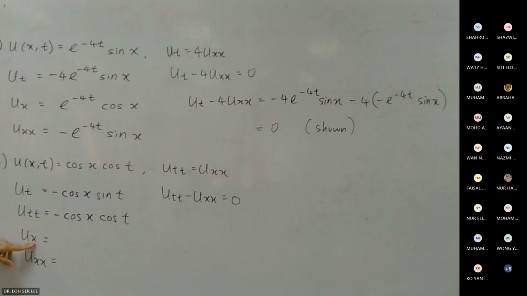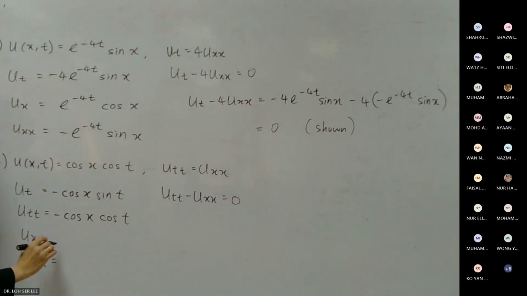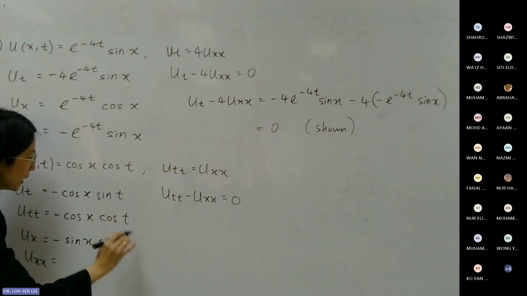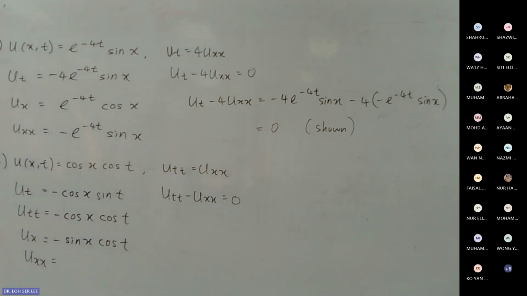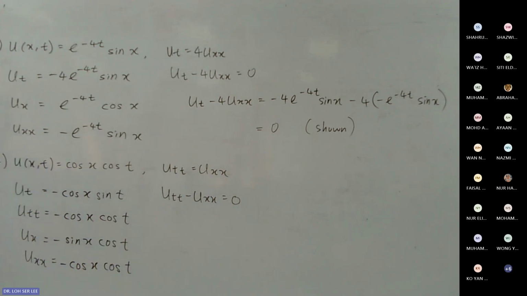Then differentiate with respect to x. With respect to x, that means this is a constant. When you differentiate this one, you get negative sine x followed by cos t. Then once again differentiate this with respect to x. Sine x, it's cos x cos t.